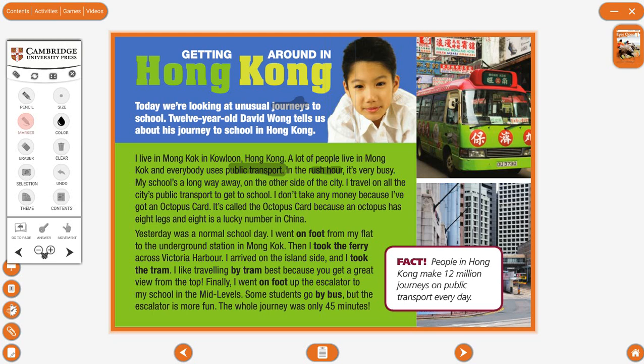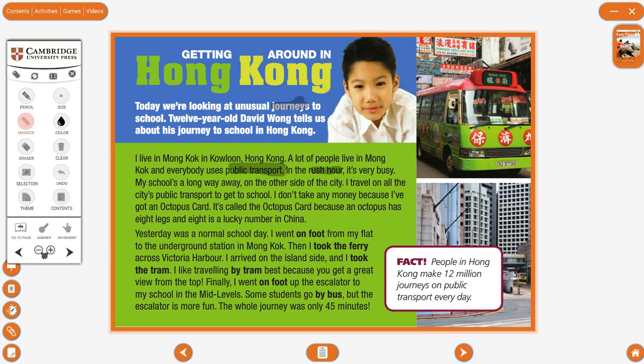Yesterday was a normal school day. I went on foot from my flat to the underground station in Mong Kok. Then I took the ferry across the Victoria Harbour. I arrived on the island side and took the tram. I like traveling by tram best because you get a great view from the top.